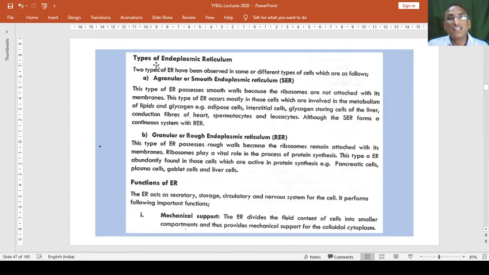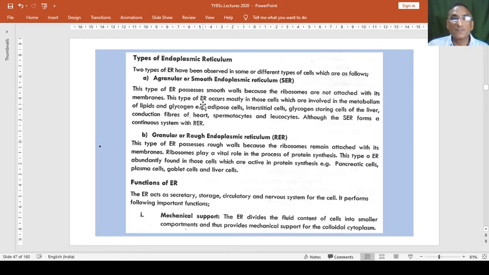Now, the types of endoplasmic reticulum. As I told you previously, if they are attached with granules, it is called granular, and if they have no granules, it is smooth or agranular. So granular or rough endoplasmic reticulum and agranular or smooth endoplasmic reticulum, RER and SER. We have discussed it previously, but now we will see the structure in detail. This type of endoplasmic reticulum, that is agranular or smooth, possesses smooth walls because ribosomes are not attached to its membrane.